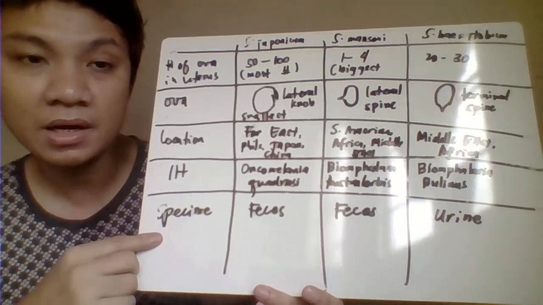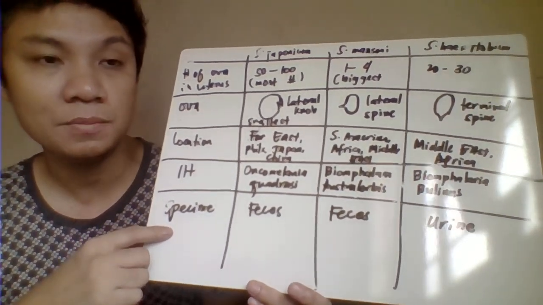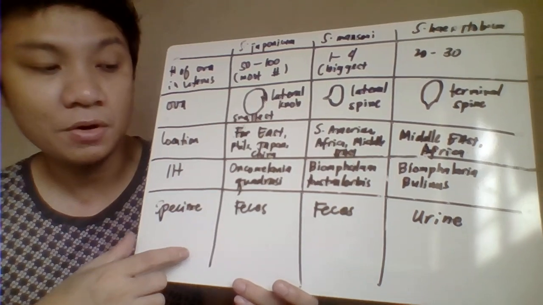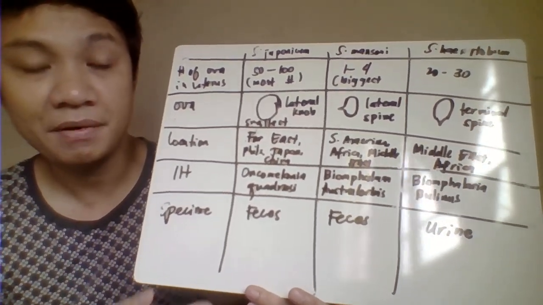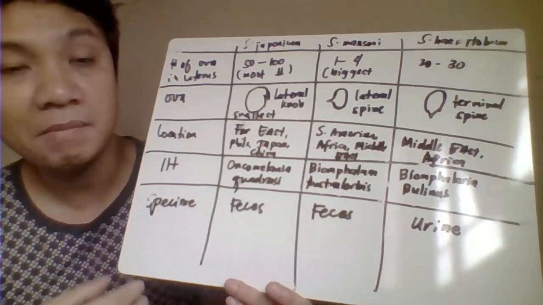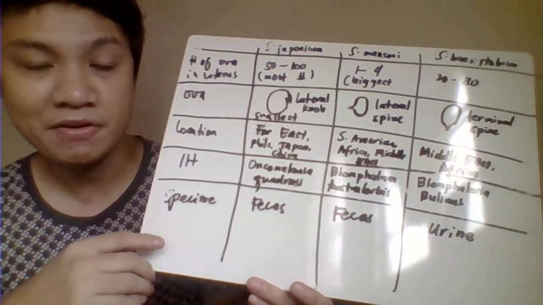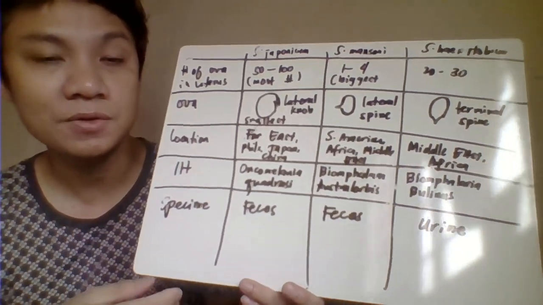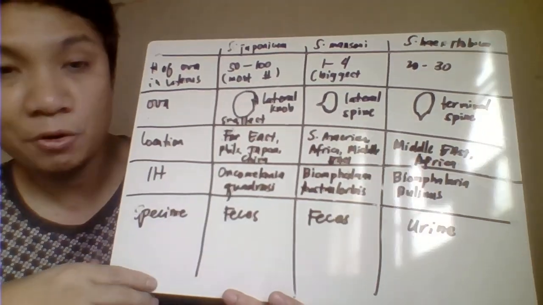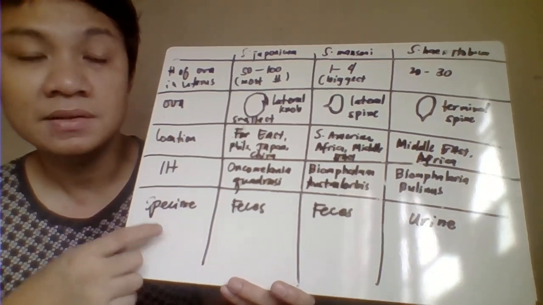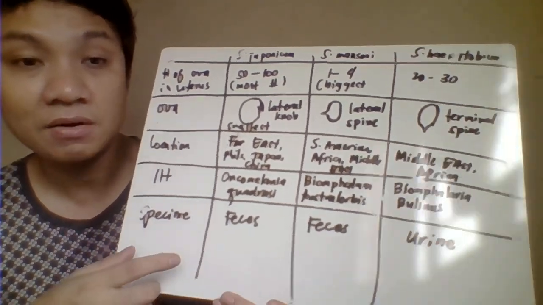For the specimen, we can recover the egg of schistosomes here. For Japonicum and Mansoni, we could have a stool sample as the specimen. And for haematobium, we have the urine. So if you find, for example, schistosome eggs in the urine, that's for haematobium. You will never recover Japonicum and Mansoni in the urine sample of the patient.